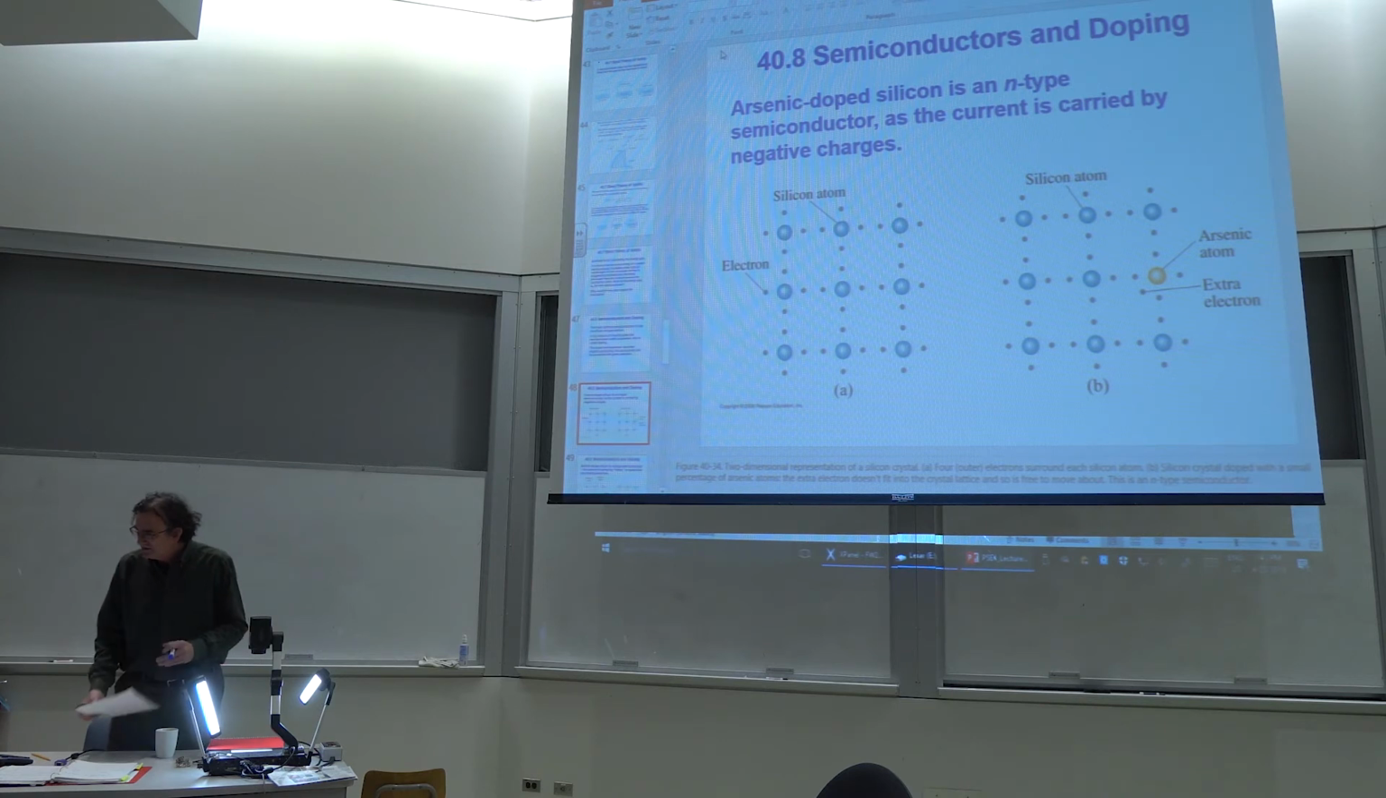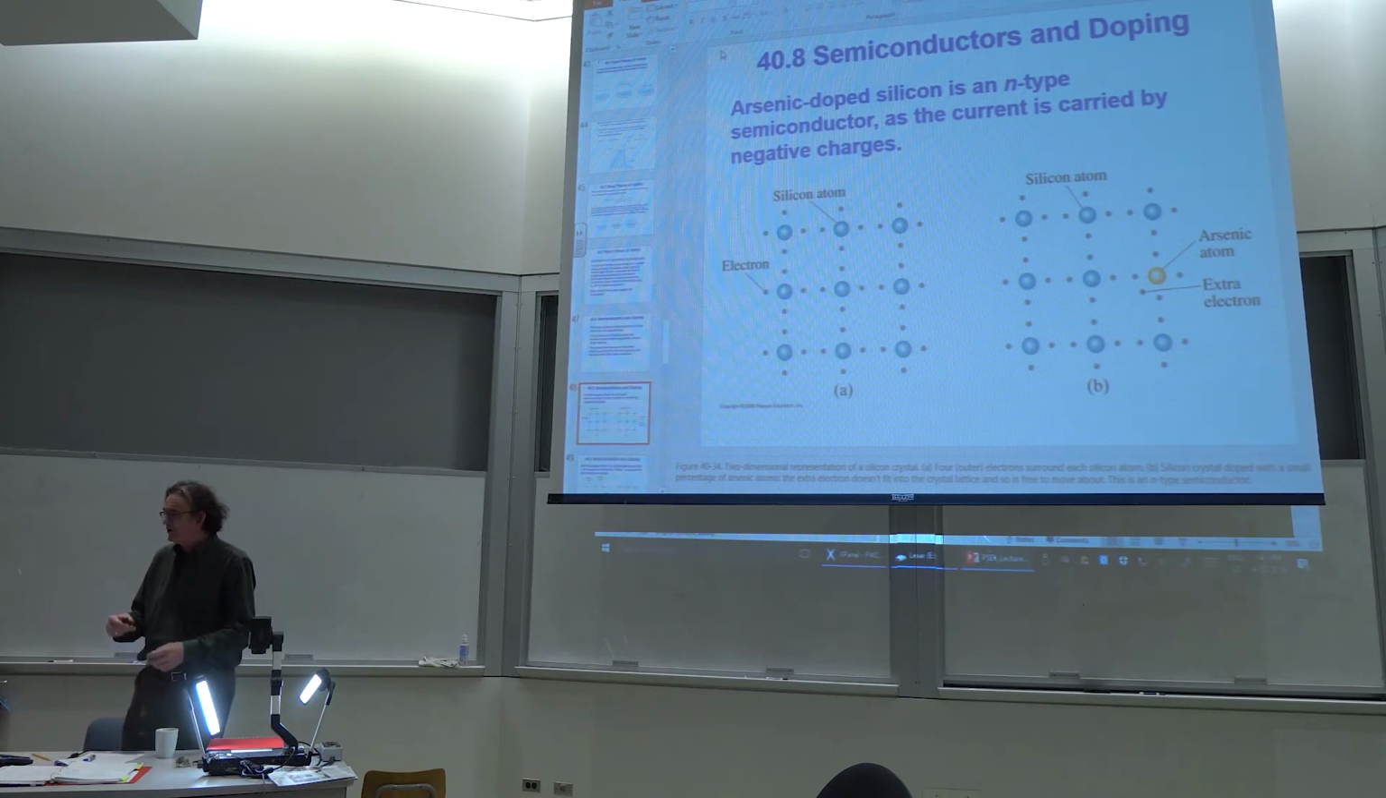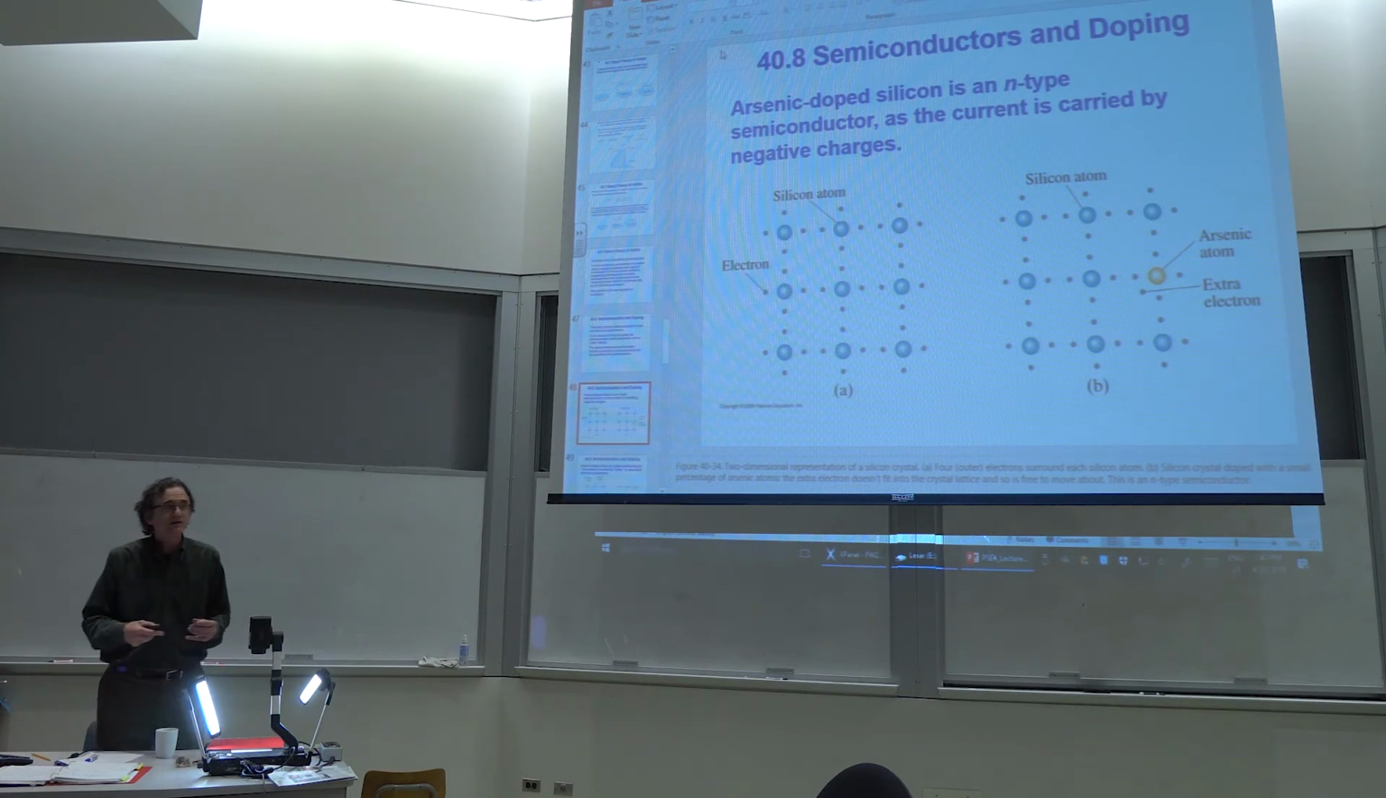Okay, so there are two types of semiconductors or doping that we are going to talk about. One of them is called the N-type.